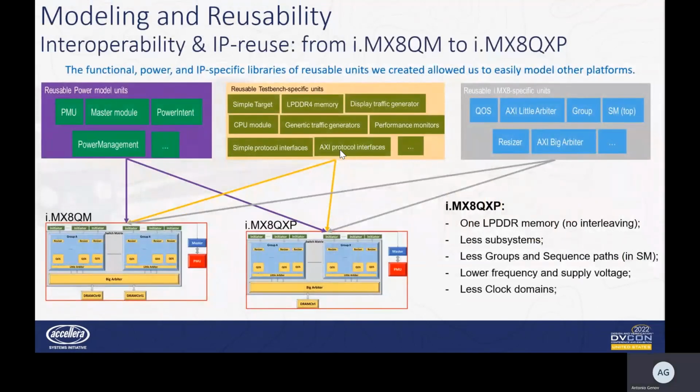The functional, power, and IP-specific libraries of reusable units that we have created allowed us to easily model other platforms. These modules were reused for the definition of the IMX8 Core XP platform, which has a similar structure, but with less subsystems and interconnection paths and algorithms, only one DRAM memory, a lower clock frequency, and less clock domains.